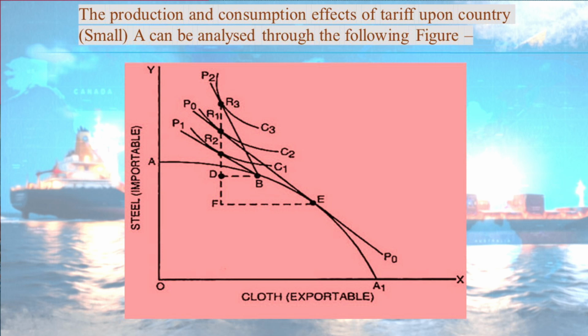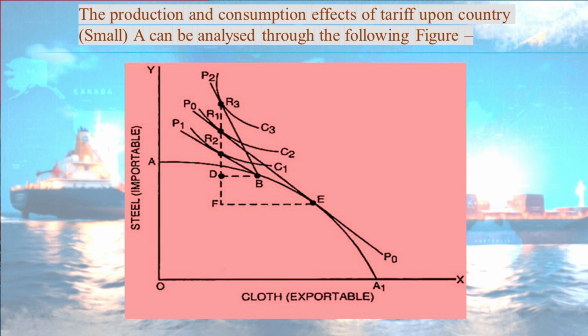On the y-axis we are measuring the commodity steel, and as in our assumption we are taking steel as an importable commodity. On the x-axis we are measuring cloth, an exportable commodity. A1 is the production possibility curve, and P1, P0, all these are the price lines.